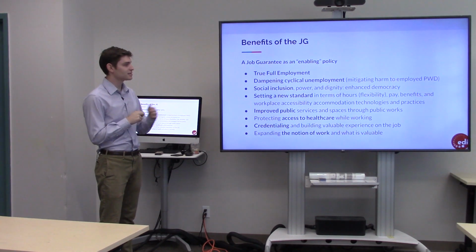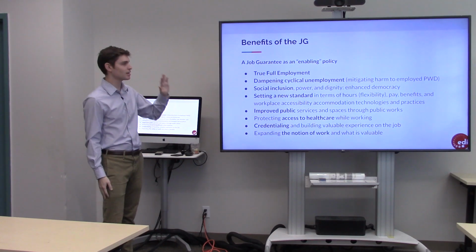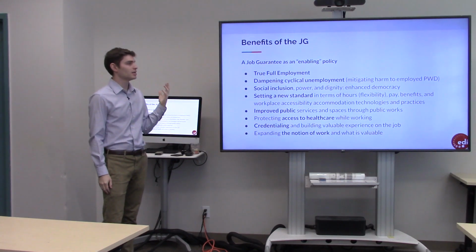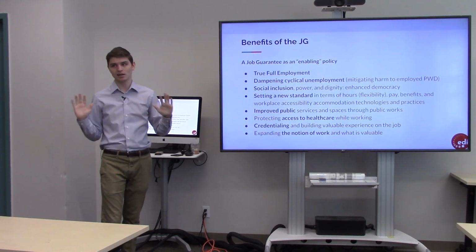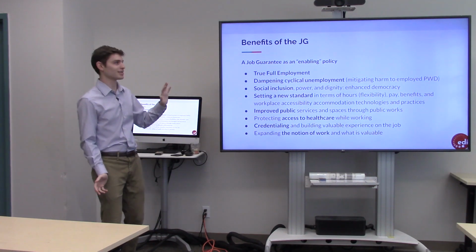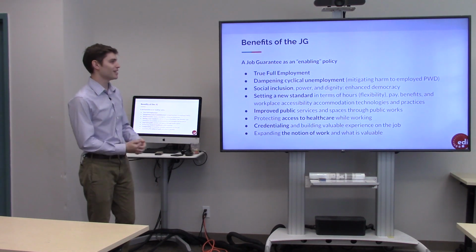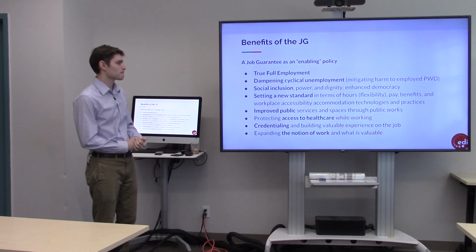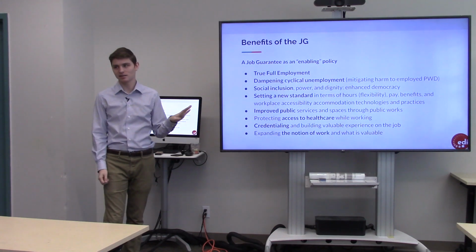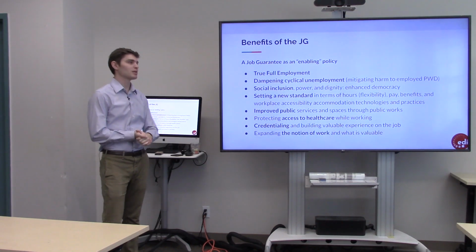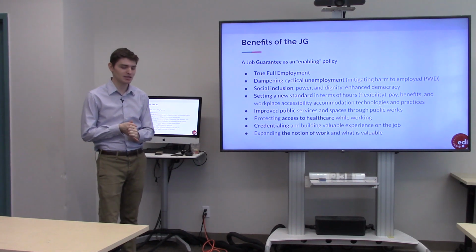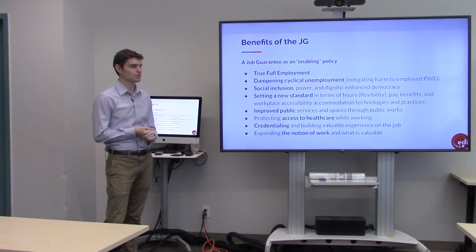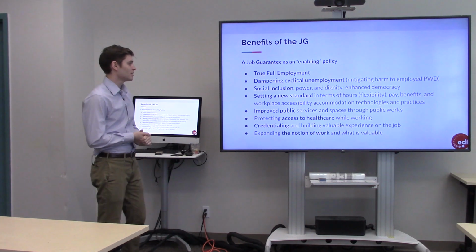And then next is the social inclusion dimension, which I talked about. It's such an important part of building social power and dignity for people. And then on top of that is the enhanced democracy. We're the Economic Democracy Initiative, and that's what we're really big on, this idea of economic democracy. And then next is setting a standard. You'll talk about this with your job guarantee discussions, but if you're offering $15 an hour and benefits, it'll be hard for businesses to not offer that competitively.